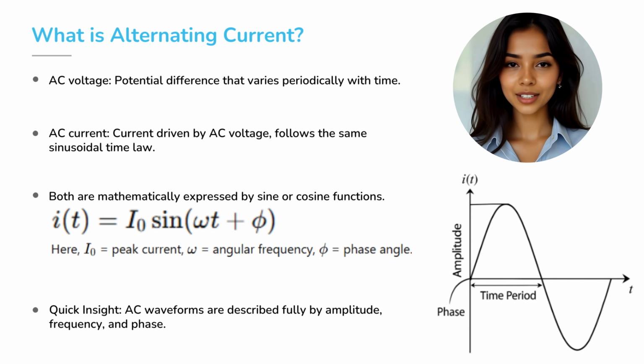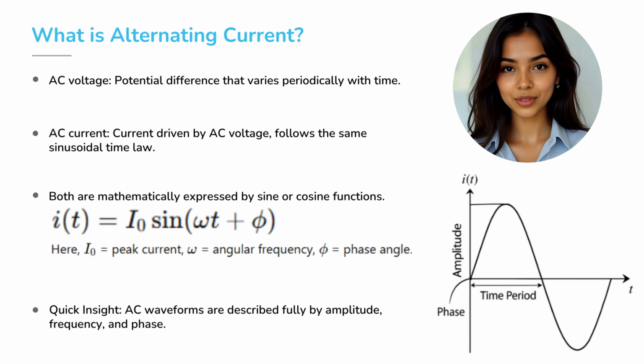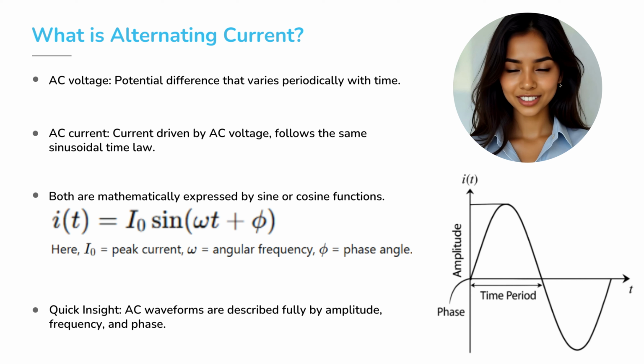Now, let's start with AC voltage. It is the potential difference that varies periodically with time, rising and falling in a repetitive pattern. And when this varying voltage drives the current, we get AC current. What's fascinating is that AC current follows the same sinusoidal time law as the voltage itself, meaning it also oscillates up and down in perfect rhythm.